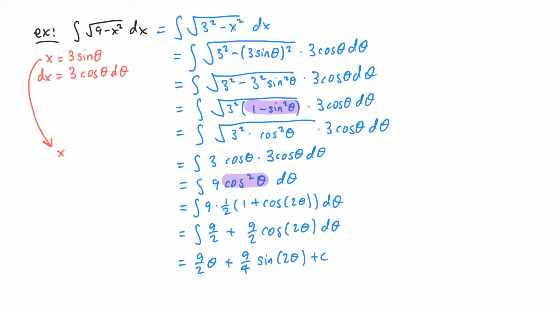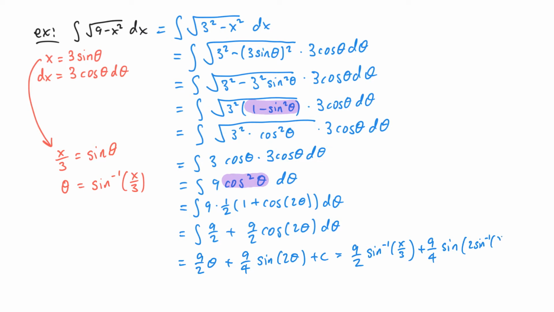Divide both sides by 3, we get x over 3 is equal to sine theta. Then take the arc sine of both sides, we get that theta is equal to arc sine of x over 3. So our integral is 9/2 times arc sine of x over 3 plus 9/4 times sine of 2 times arc sine of x over 3 plus c. Note that there is a way to simplify sine of 2 arc sine of x over 3, but we won't go into that right now. Let's look at another example.